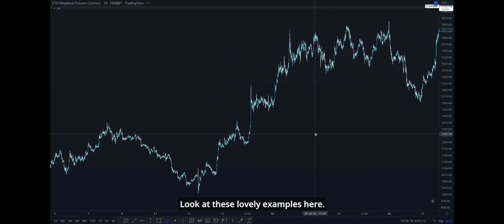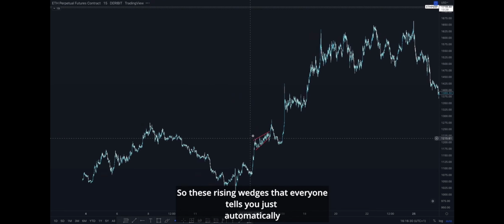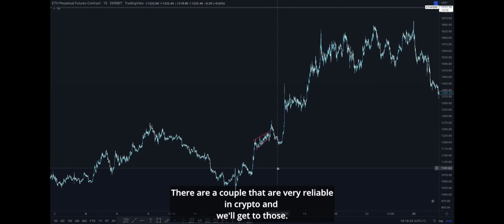in crypto. Look at these lovely examples here. Here's another one. Rising up, compressing into a pattern. A quick fake out below, pumps, wrecks everyone. So these rising wedges that everyone tells you just automatically drop off, they don't typically. There are a couple that are very reliable in crypto, and we'll get to those, but the rising wedge is not one. Double bottom, been over it.